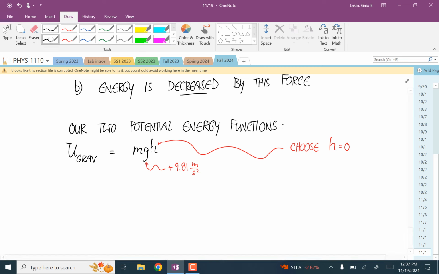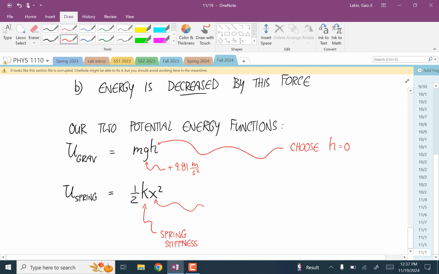So that's our first one. And then our second potential energy function is for springs. And this is 1/2 times the spring stiffness K times x squared. So this K is called the spring stiffness, and that'll always just be given to you. That's a big number if a spring is hard to stretch, and a small number if a spring is easy to stretch.